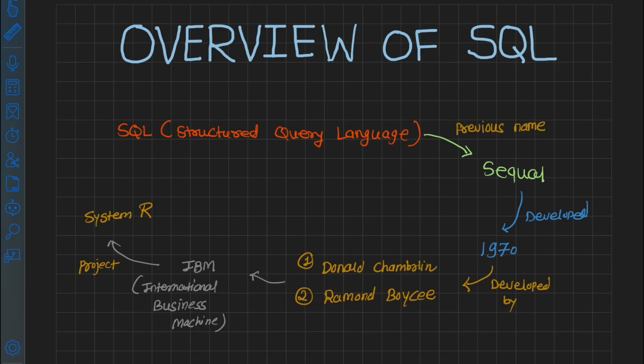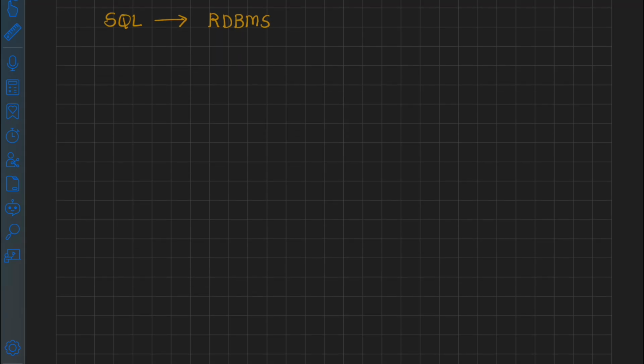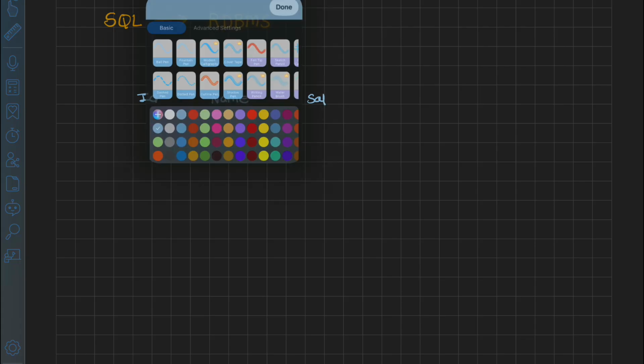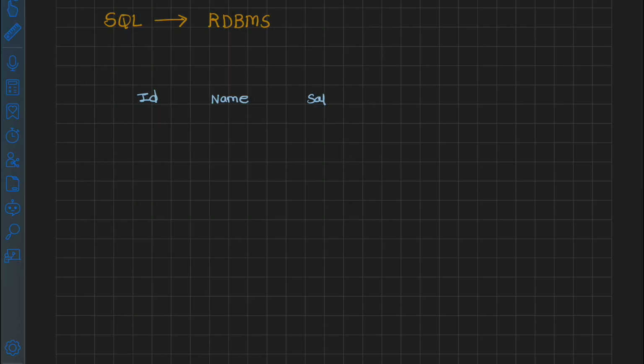Then, as we saw in the previous lecture, SQL is used to communicate with a relational database management system, and in a relational database management system we store the data in the form of tables. Now we will discuss what is meant by table, row, cell, and column. Here we can take the example of a table with ID, name, and salary.